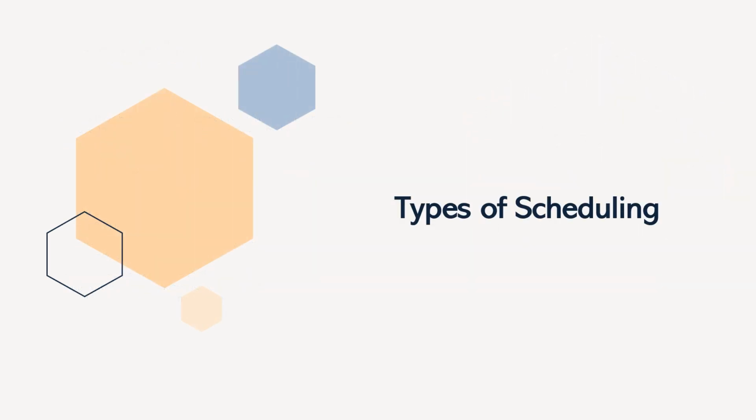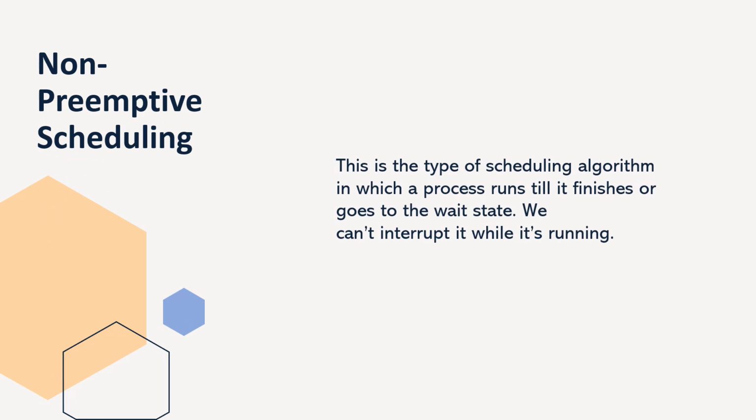Now, let's talk about types of scheduling. There are two types of scheduling. First, primitive scheduling and non-primitive scheduling. Now, what is non-primitive scheduling? This is the type of scheduling algorithm in which a process runs till it finishes or goes to the wait state. We can't interrupt it while it's running.